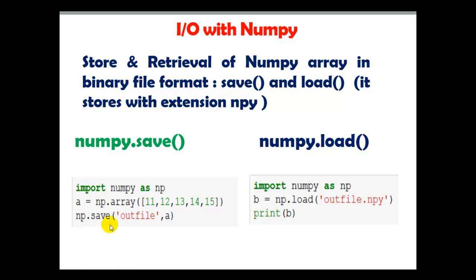Here you can see I have imported NumPy as np, and here I have created a 1D array. Here I have used a 1D array, but you can also use a multi-dimensional array. Now here you can see np.save. Here we have to give some file name, and here I have passed the array name a. That will save our data in the binary file format on the disk.